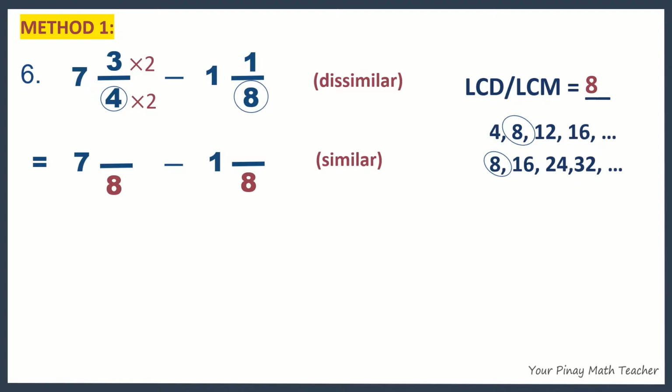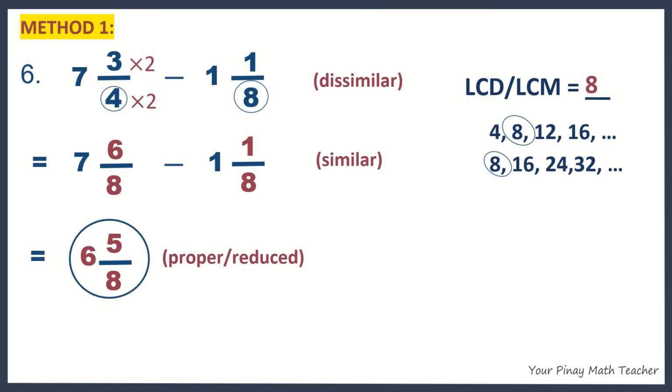So here, since the denominator is 8, we simply copy 1 whole. So 3 times 2 is 6, and then just copy 1 whole. So we have similar fractions, and since we can subtract them, let's subtract the whole numbers first. 7 minus 1 is 6. 6/8 minus 1/8 is 5/8. 5/8 is already a proper fraction and reduced to lowest terms. Then 6 and 5/8 is our final answer.